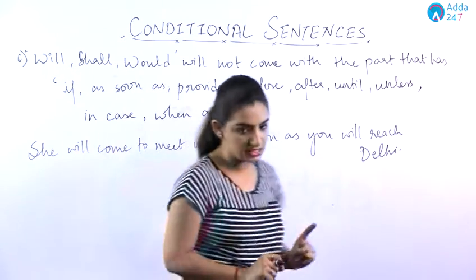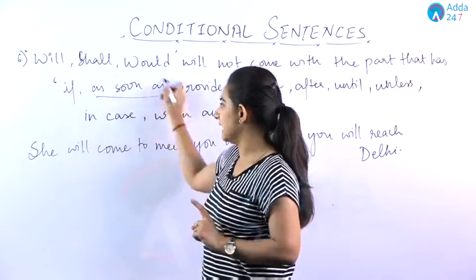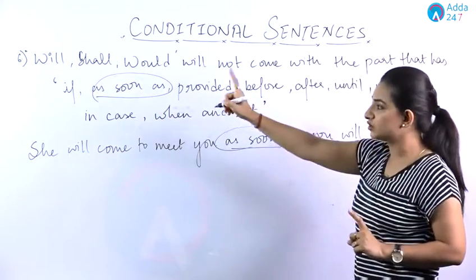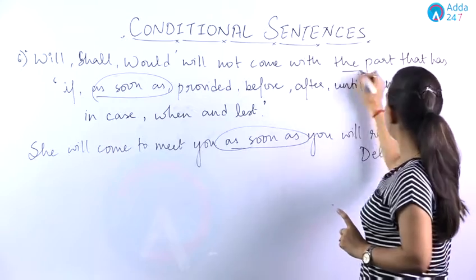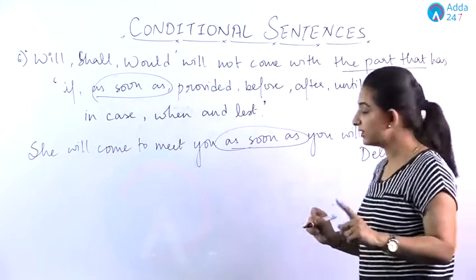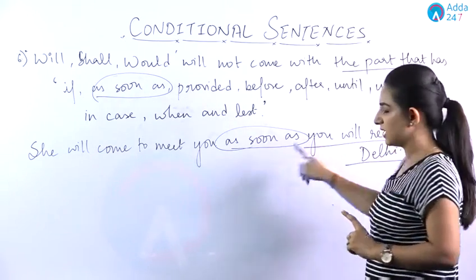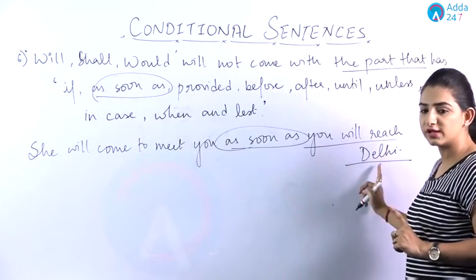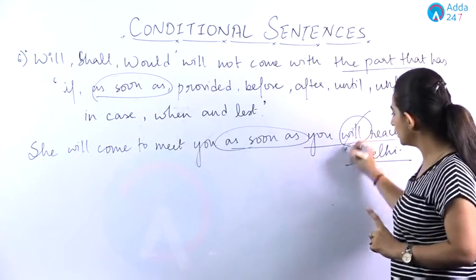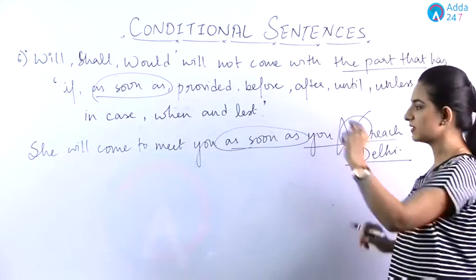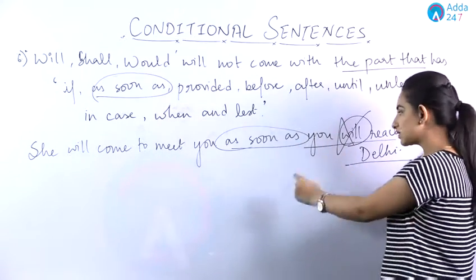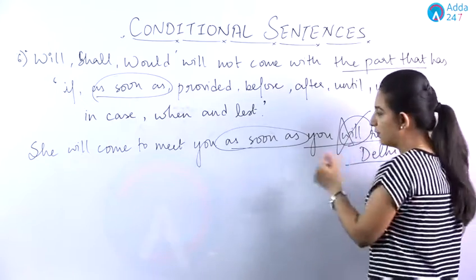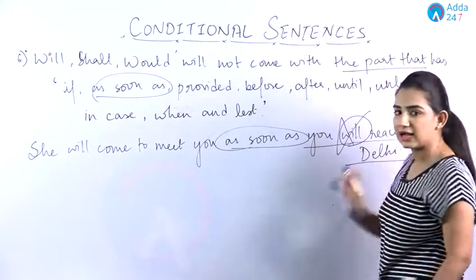Now here you can see we have placed a word that is as soon as. And what did I tell you? Will, shall, would will not come with the part that has as soon as. Here we have as soon as attached to you will reach Delhi. So here we will not write will, rather the sentence would be she will come to meet you as soon as you reach Delhi. So will, would and shall will not be used after the word as soon as.